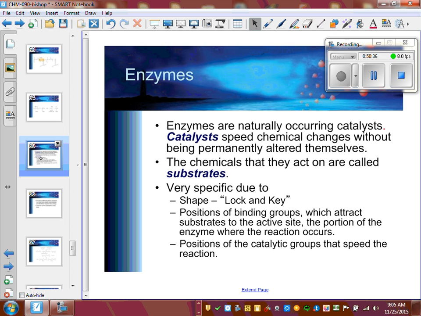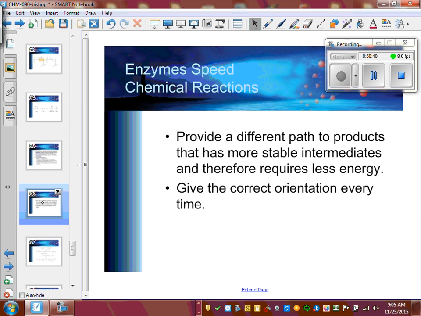So it provides a different path to products that has more stable intermediates and therefore requires less energy. And it gives the correct orientation each time. So it requires less energy, goes faster, which is a good thing, otherwise it would take you like 3 days to get from here to the door.